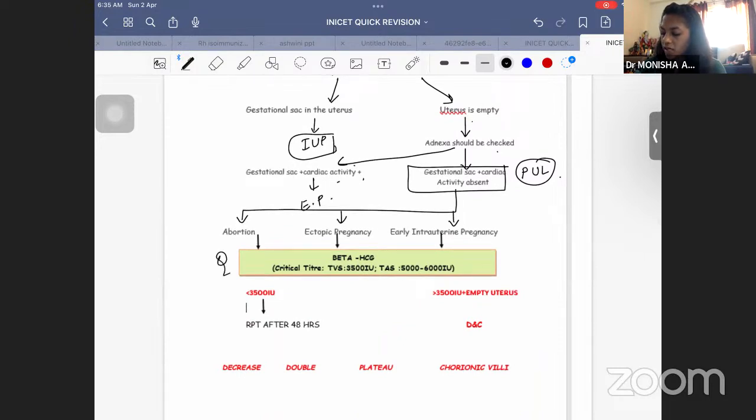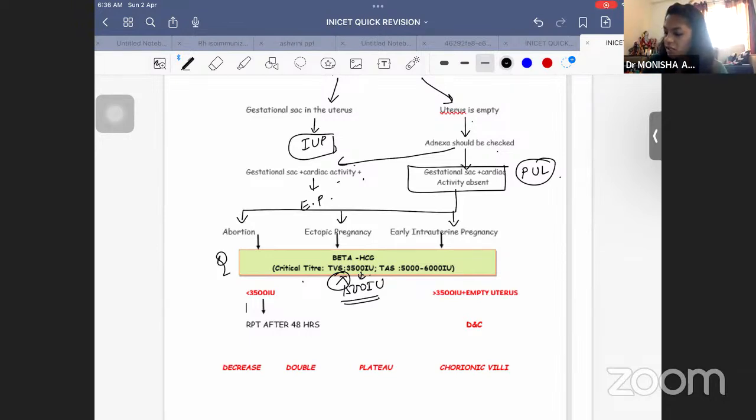Next will be your beta HCG. So critical titer, remember for TVS, it is 3,500. Previously, it was 1,500 international units. This is changed into 3,500 international units. And for the trans-abdominal, it is 5,000 to 6,000. Critical titer is the beta HCG level at which you should be able to visualize the gestational sac.